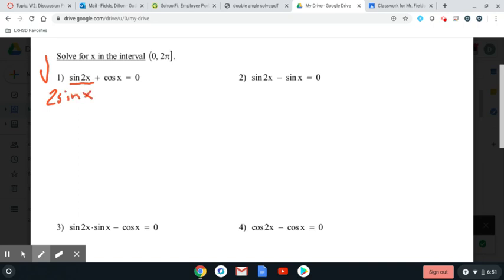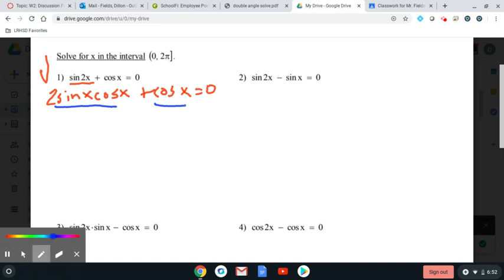So we're going to end up with 2 sine x times cosine x when I plug it in. Now we still have our plus cosine x there, and this equation is still equal to 0. All right, so now that you've plugged in, you want to start solving this equation. It's really tough when we have multiple trig functions going on. So what we can do to separate some things is look at this as two groups, here's our one group, there's our other group separated by that plus sign, and we can look to try to factor.